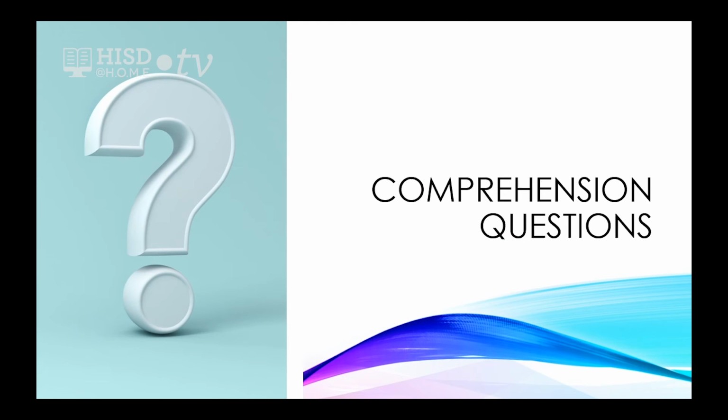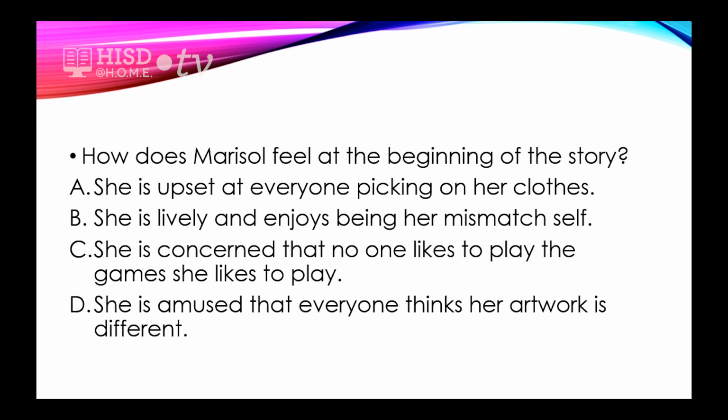Now that you determined the resolution to our conflict in the story, let's look at some comprehension questions for the selection Marisol McDonald Doesn't Match. How does Marisol feel at the beginning of the story? A, she is upset at everyone for picking on her clothes. B, she is lively and enjoys being her mismatched self. C, she is concerned that no one likes to play the games she likes to play. Or D, she is amused that everyone thinks her artwork is different.